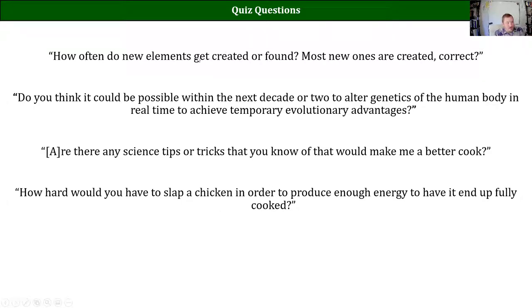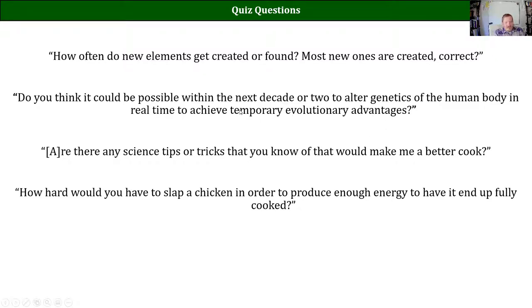This first question, about how new elements get created or found, we will talk about when we start talking about atomic structure in more detail, because basically the answer is use particle accelerators to smash stuff together really, really hard. And sometimes if you do that hard enough, you get a new element out of it. Some questions about genetics, and then some questions about cooking.